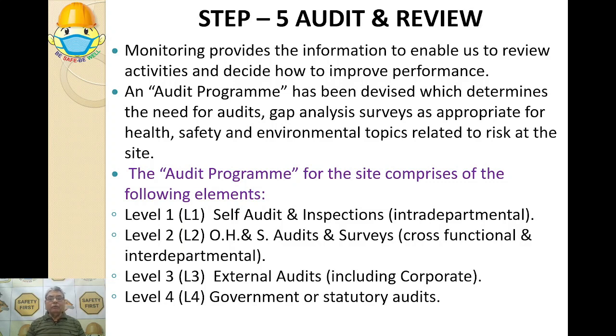The audit program for the site comprises of the following elements. So there are 4 levels of audit, we have discussed that. Level 1, that is self audit and inspection. Level 2, that is the audits and survey, cross functional and interdepartmental audits. Level 3, external audits including corporate, and level 4 or L4 is government or statutory audits. Already we have discussed all this about level 4, so we will not add much on that.